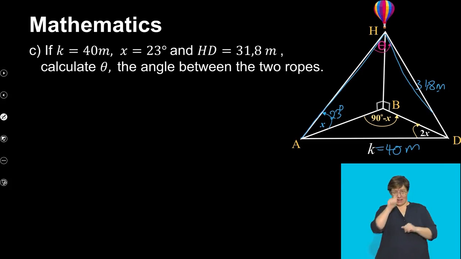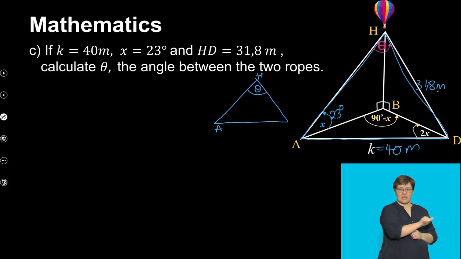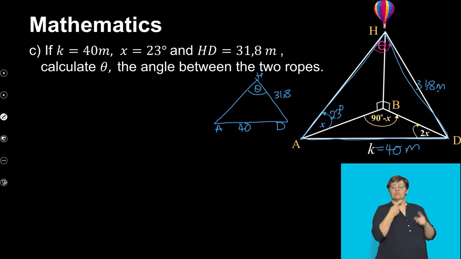So we're talking about this inclined plane here. The triangle we're dealing with now is this triangle here. And in this triangle we have theta. So in the triangle HAD we have theta. We've got k is equal to 40, and we have this side here, 31,8. But remember earlier we did find an expression for AH. So because we have an expression for AH, we can substitute into that.